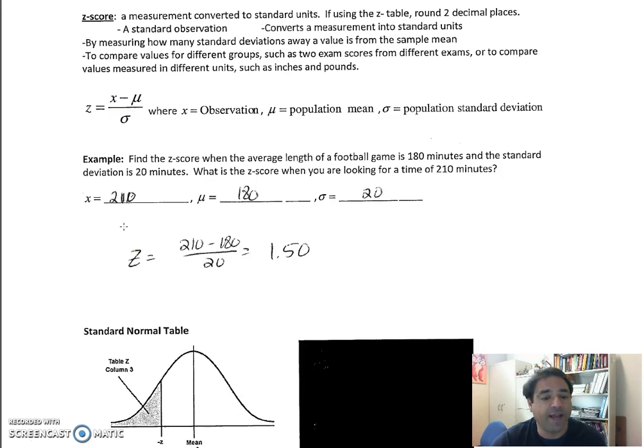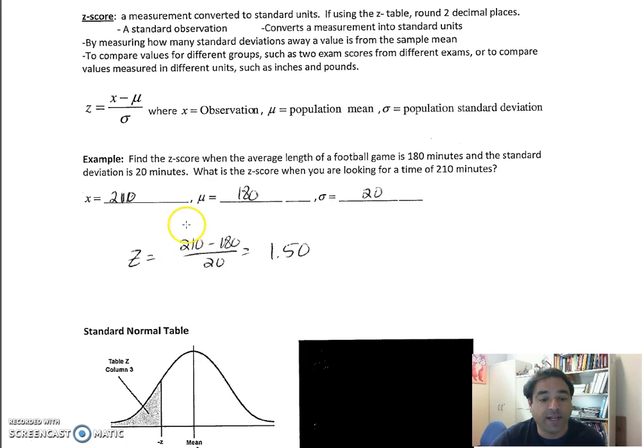To give an example of that, find the z-score when the average length of a football game is 180 minutes and the standard deviation is 20 minutes. What is the z-score when you're looking for a time of 210 minutes? So our observation would be 210. Our population mean would be 180. Our standard deviation would be 20. So to find our z-score, it's 210 minus 180 divided by 20.